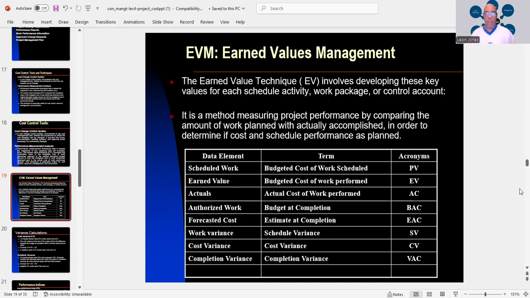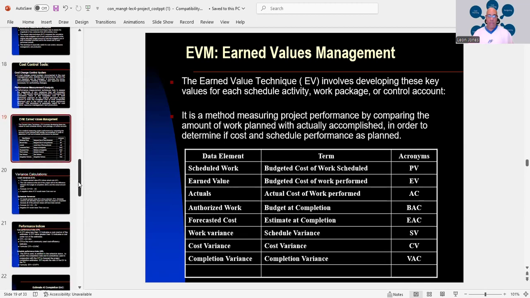Now, you're going to have some acronyms. So for scheduled work, you have your budgeted cost of work scheduled, that's PV. Earned value, budgeted cost of work performed. Actuals, actual cost of work performed, that's AC. Authorized work, budget at completion, that's BAC. Forecasted cost, estimate at completion, EAC. Work variance, that's schedule variance, SV. Cost variance, that's CV. Completion variance is VAC.